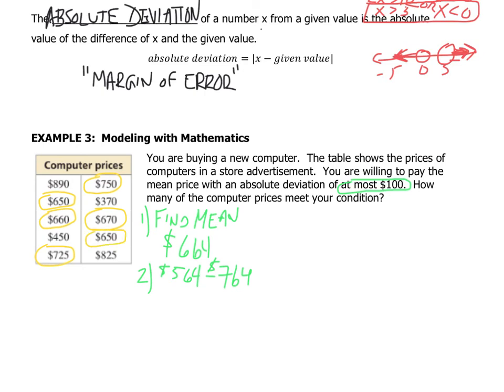So to answer this question, we're trying to find out how many computers. We have 6 computers that would fit that condition. I would argue that there's actually probably 8 that you would consider buying first, because you have 2 that are well below that. But as far as just with the absolute deviation of at most 100, it would be 6 computers. Hopefully this helps a little bit.